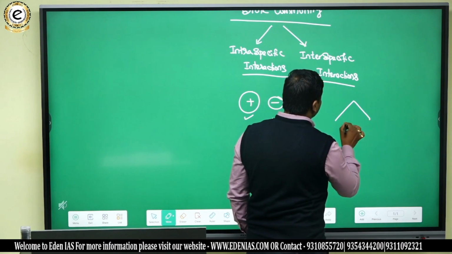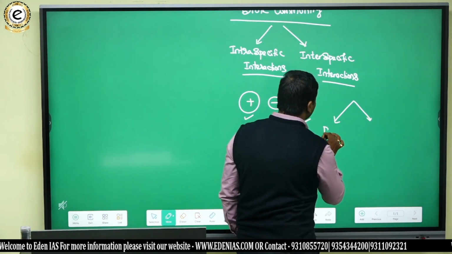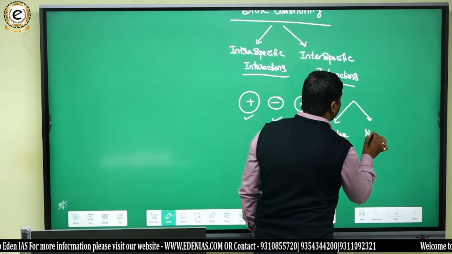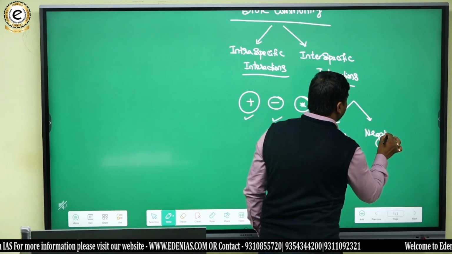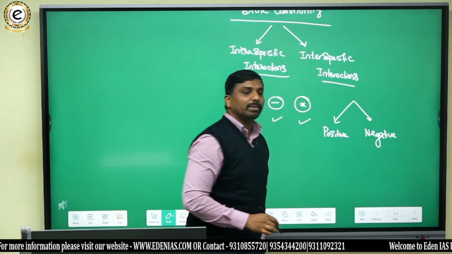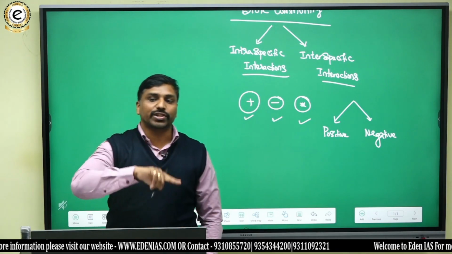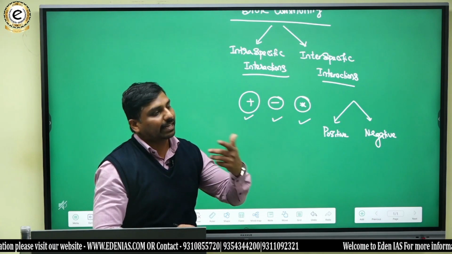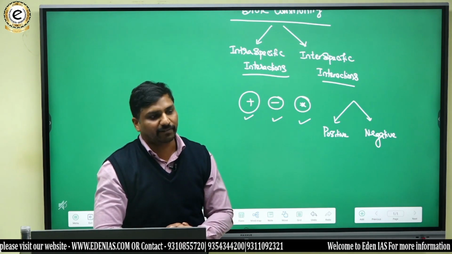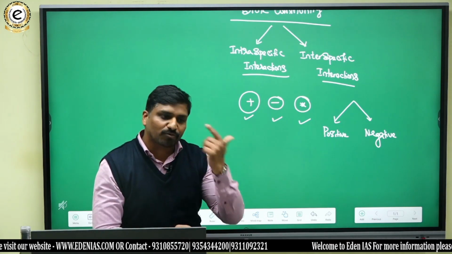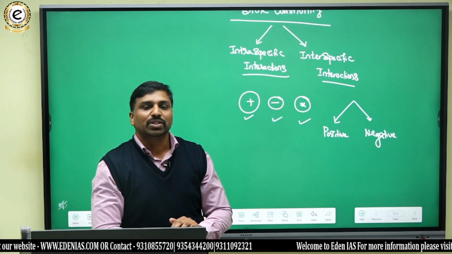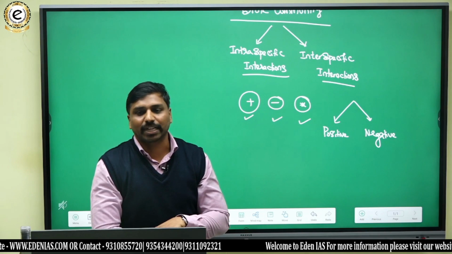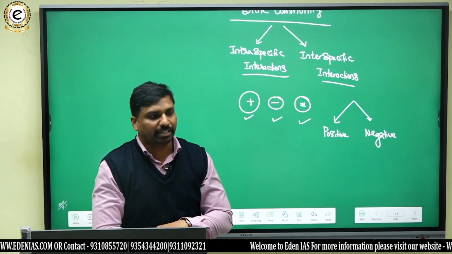Here, in a simple manner to classify these interactions, we can say there are two kinds: positive interactions and negative interactions. Biotic interactions can be positive as well as negative. Positive means where an organism will benefit, at least one organism benefits. Where an organism is getting harmed, we can say them as negative interactions.